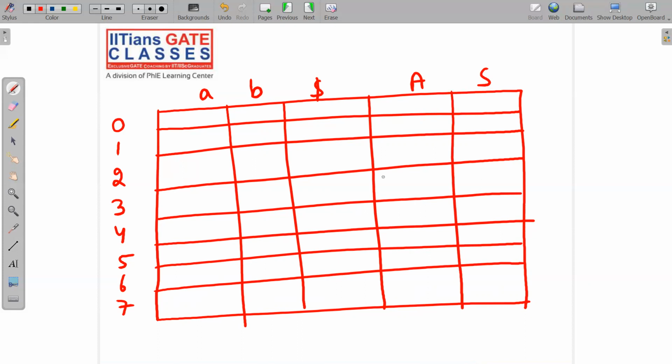Okay. So first of all, let me label this. This is known as the action part. And this is known as the go-to part. Action part and go-to part.